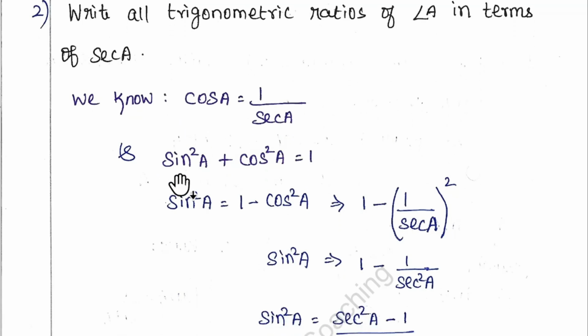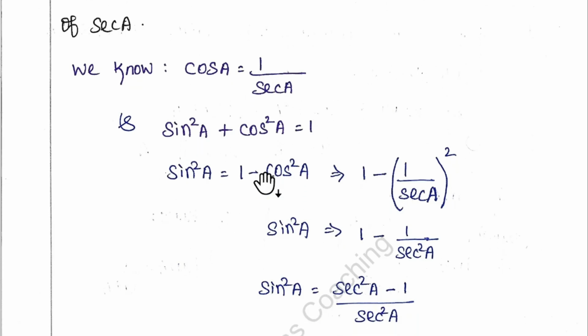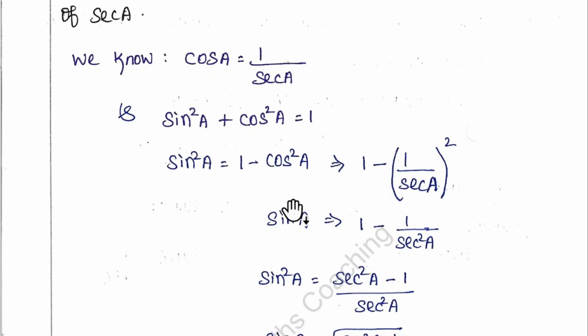To find the sine, I can use the identity sine square plus cos square is 1, right? And then I can just take sine square is equal to 1 minus cos square, and instead of cos square I can substitute 1 by secant A, the whole square, right? So everything you need to change in the form of secant. So I am first taking cos as the inverse of secant, and I am substituting the cos value in this identity to get the sine value in terms of secant.